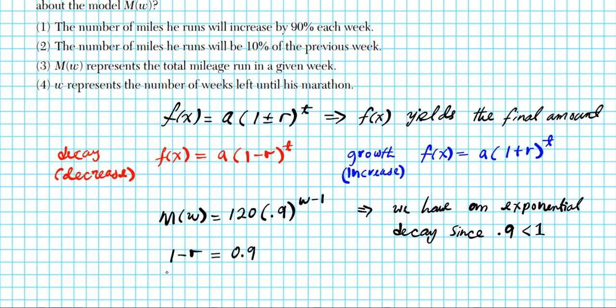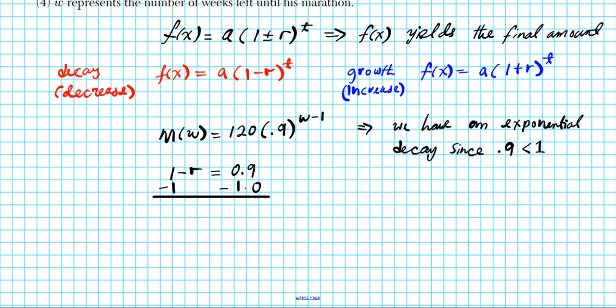If we want to solve this for r, we can subtract 1 from both sides, 1.0. What do we get when we carry out the subtraction? We get negative r equals, now we're going to subtract and keep the sign of the bigger, okay? So if we subtract 0.9 from 1, we get 0.1, but since the bigger is negative, we have negative 0.1. To get r by itself, we divide both sides by negative 1, and we have a decay rate of 0.1, which is equal to 10%. Okay?